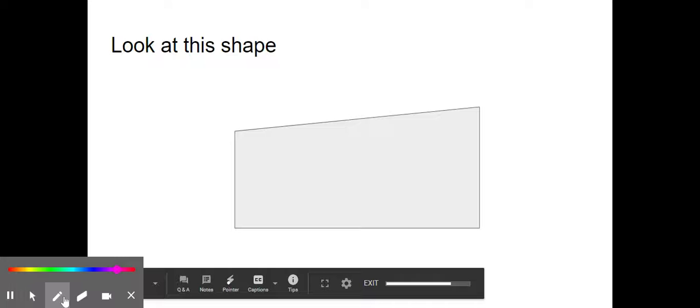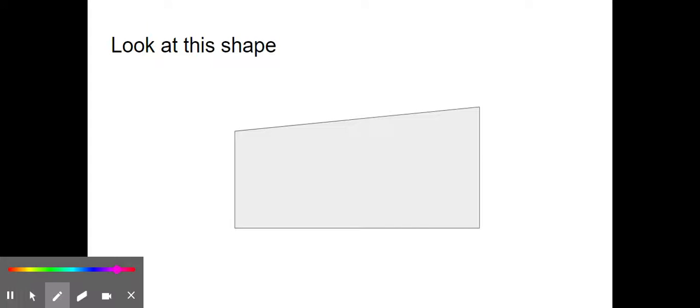Take a look at this shape. What type of shape is it? This shape is a quadrilateral. It has 4 sides, just like the other shapes we've looked at so far today. Now that we've learned about parallel sides, see if this quadrilateral has parallel sides.